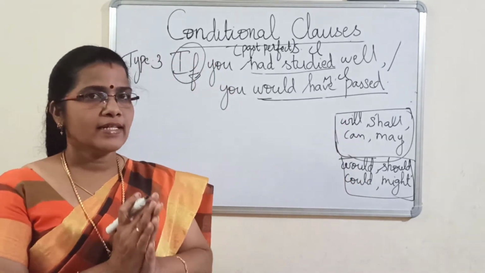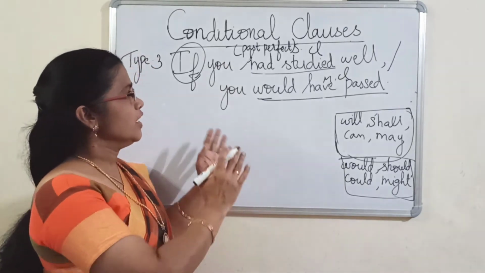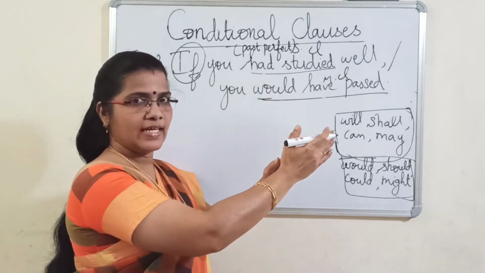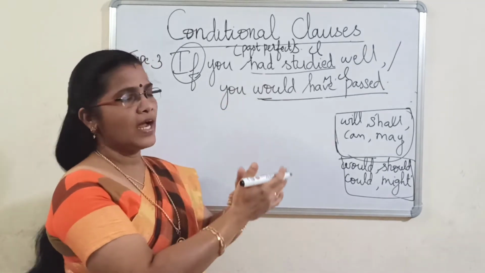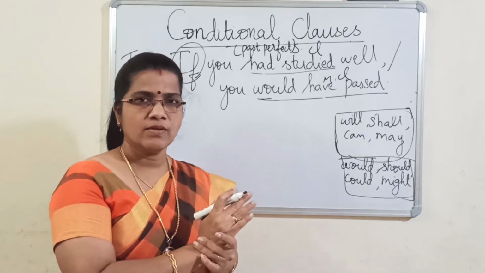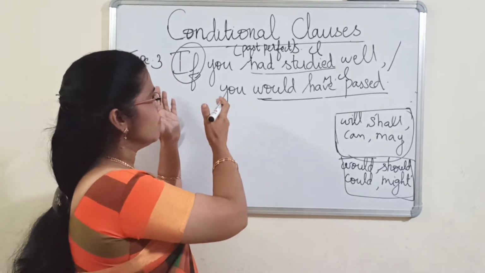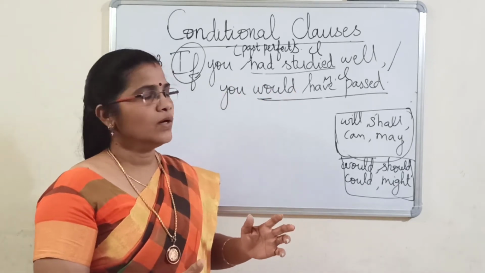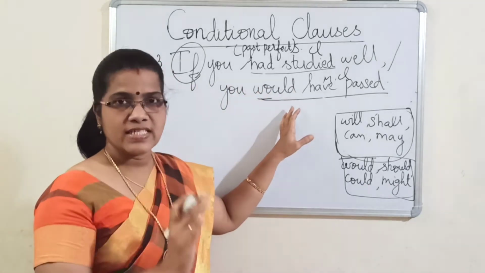And also at the same time you have to remember that you can write this sentence by placing the if clause as a second clause. You would have passed if you had studied well. That's quite fine. Sentence is correct. So it's okay if you place it either in the beginning or as a second part of the sentence. Okay, so this is an example for type 3.